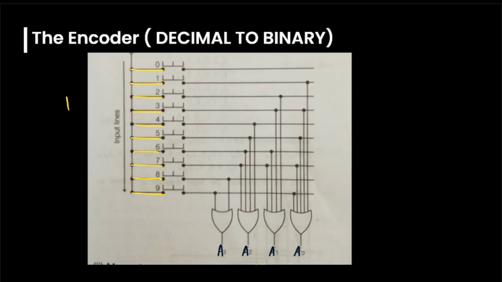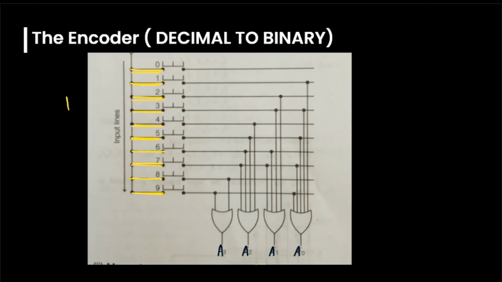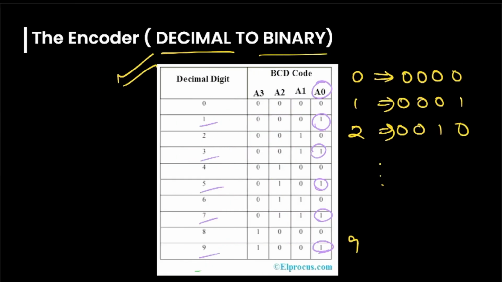The truth table is very simple. You first denote all the input lines from 0 to 9. Now, look at this truth table. A0 is marked 1 at 1, 3, 5, 7 and 9, right? A0 is marked 1 at all these points. Now, wherever it's marked 1, A0, I'm going to draw a line from there. So, at 1 it's marked. From 3 also I'm going to draw a line. From 5, from 7 and 9.